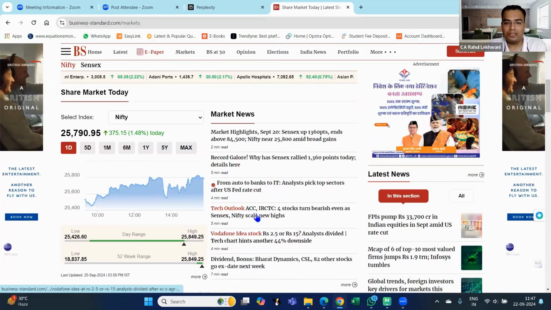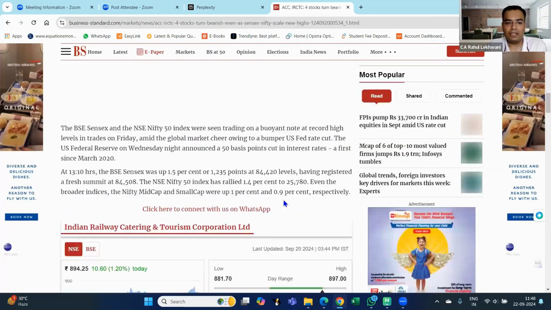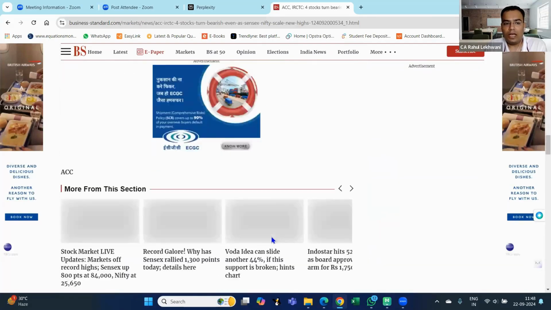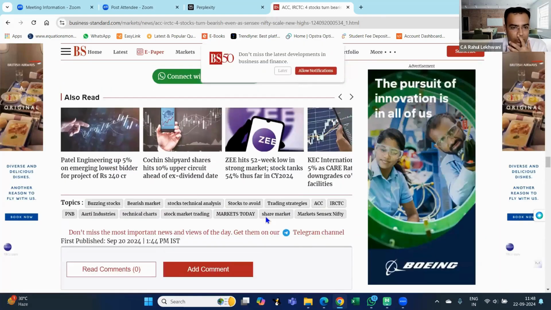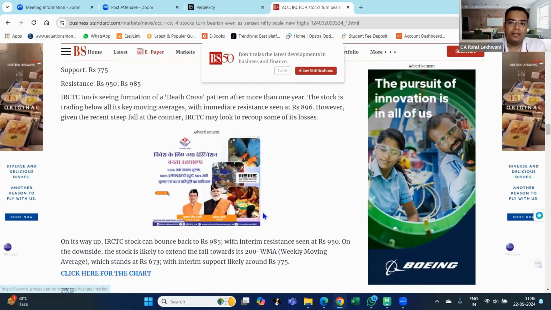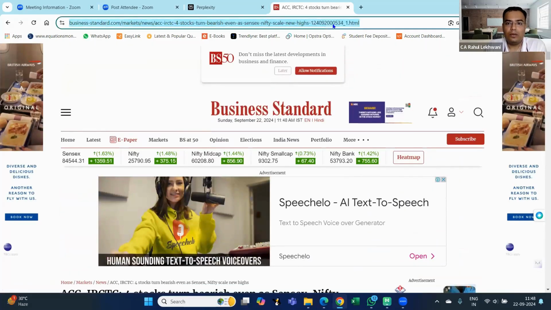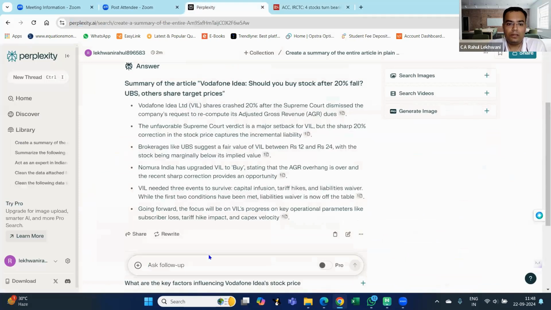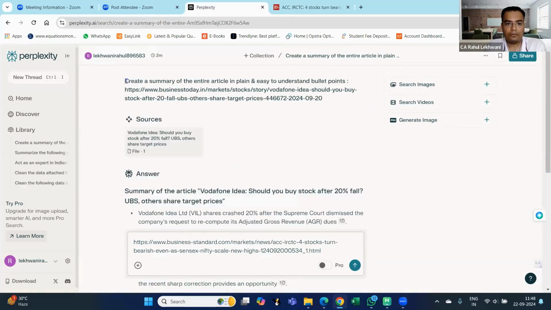See here also Vodafone is in the talks. Here it says ACC, IRCTC, four stocks turn bearish, even Sensex and Nifty, and there's an article to it. I hope you get the point, right? When you have such big articles, you can just use this link and get a summary of it. So if I copy and paste this here, and I'll put the same prompt.